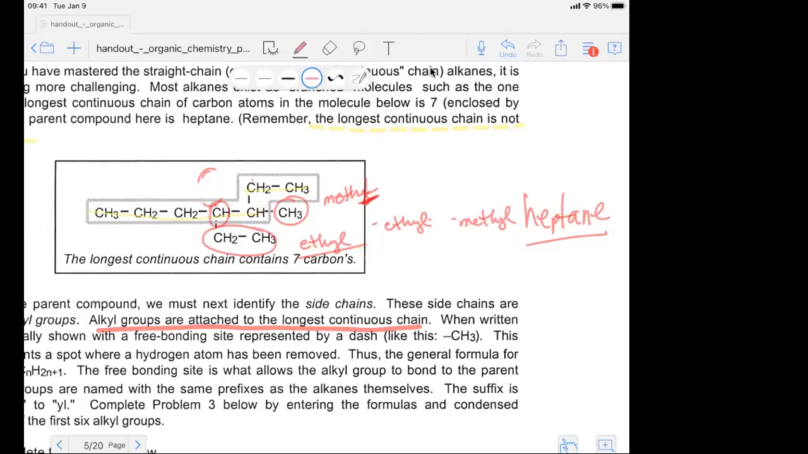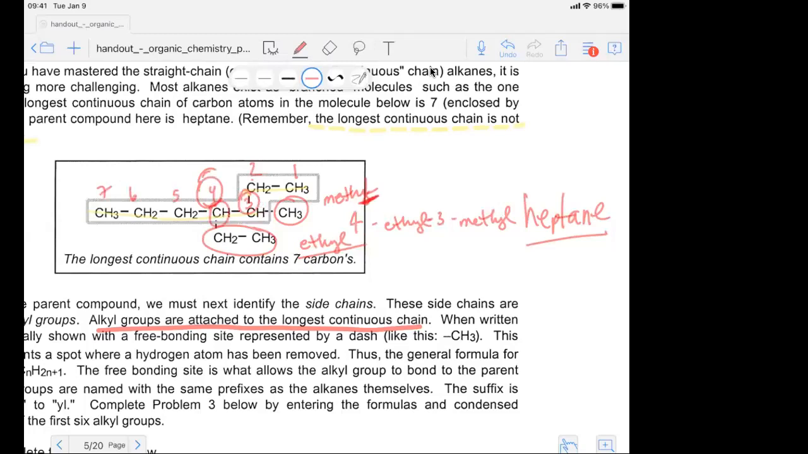However, what happens if I number it from right to left? Will that give me lower numbers? So if I start here, 1, 2, 3, 4, 5, 6, 7. If I number it this way, that means that the methyl group is on number 3. So I put a 3 here. And the ethyl group is on number 4. So ethyl doesn't change. Whether you go from left to right or right to left, ethyl doesn't change. But if you go from right to left, methyl gets a lower number. So 4,3 is lower than 4,5.